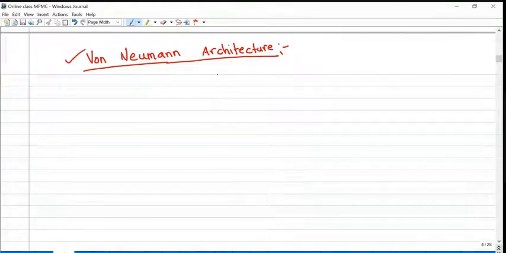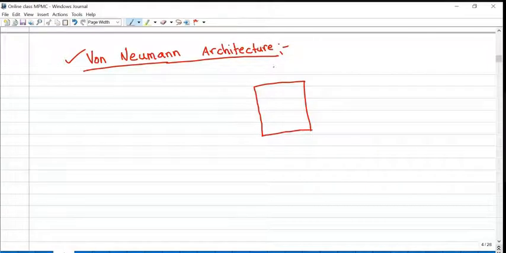Von Neumann architecture. Usually the architecture of a processor or controller is classified into two categories: von Neumann architecture or Harvard architecture. The microprocessor architecture is a von Neumann architecture. What do you mean by von Neumann architecture? The data and the programs are stored in a single read-write memory.